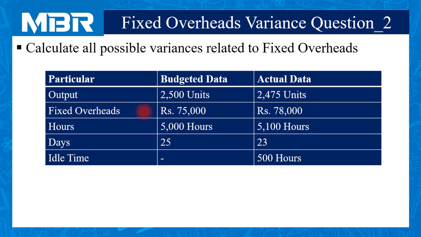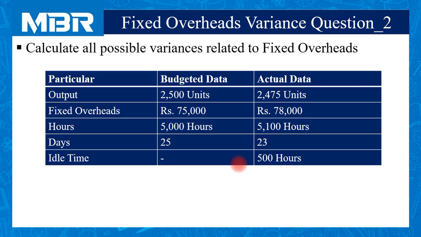Particulars, budgeted data, actual data. Budgeted output is 2500 units while actual output is 2475 units. Fixed overheads 75,000 rupees budgeted and 78,000 rupees actual. Working hours 5,000 budgeted, actual 5,100. Number of working days are 25 in the budgeted section and 23 in the actual section. Idle time is given in actual data as 500 hours.